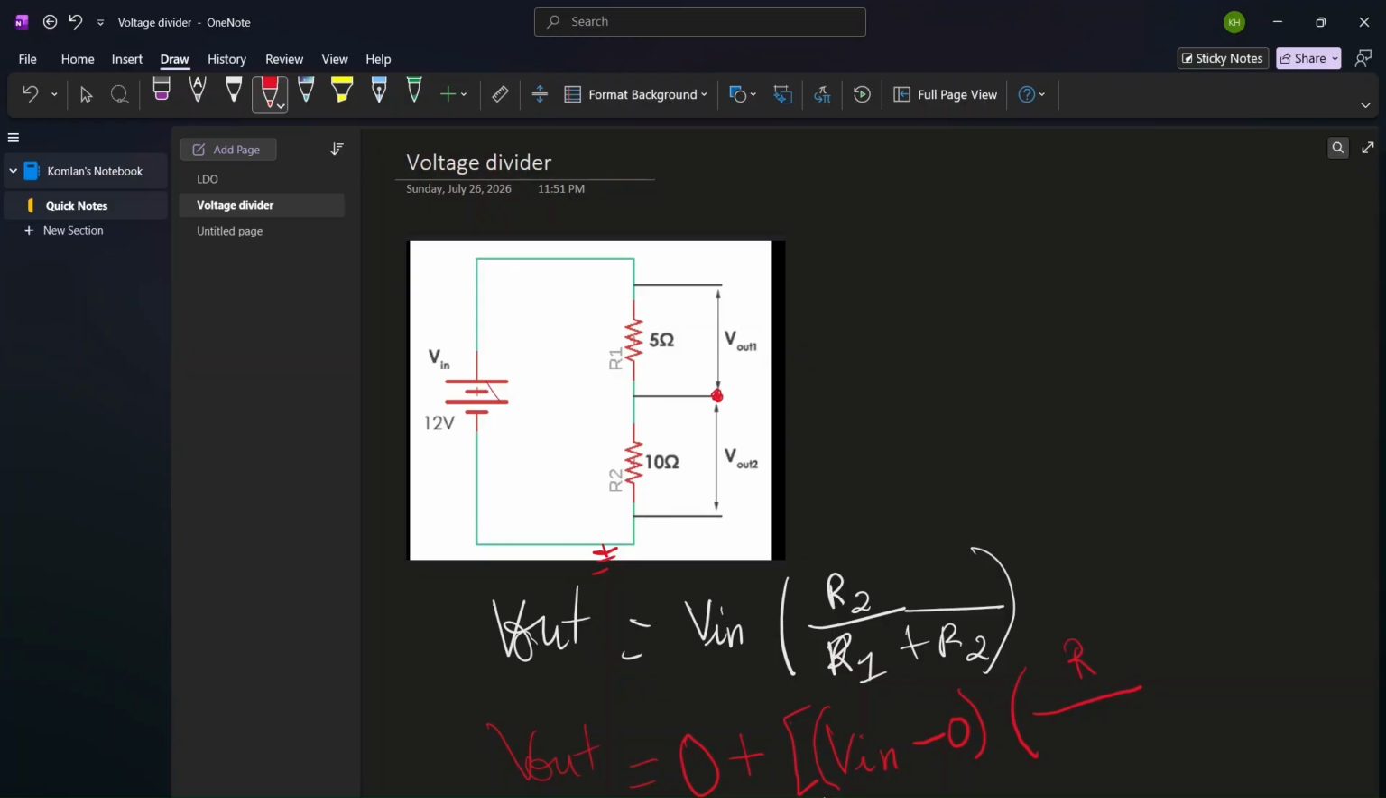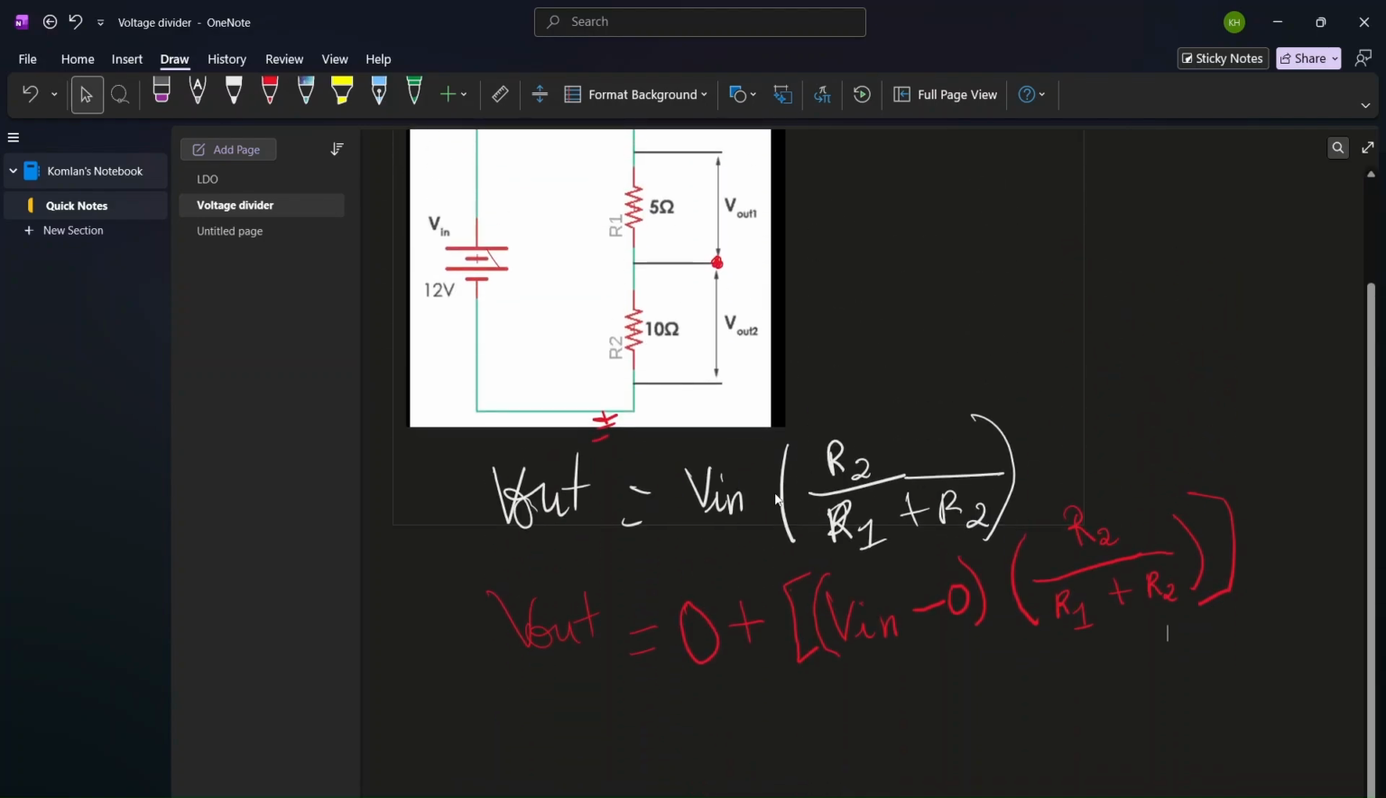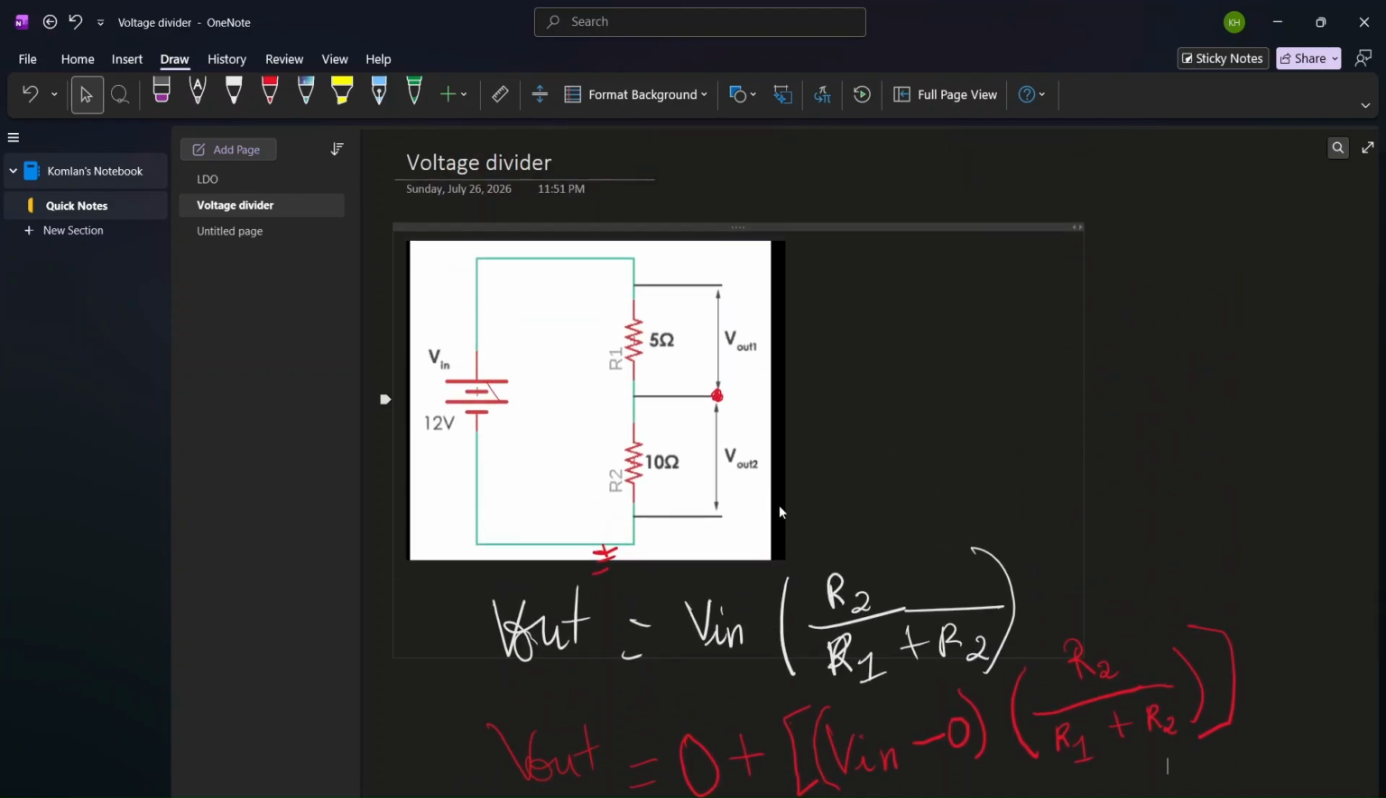R2 over R1 plus R2, which I would say is great. But again, a lot of people still don't understand where exactly, why are we doing this? Where did that come from? Right? What do we use R2 over?